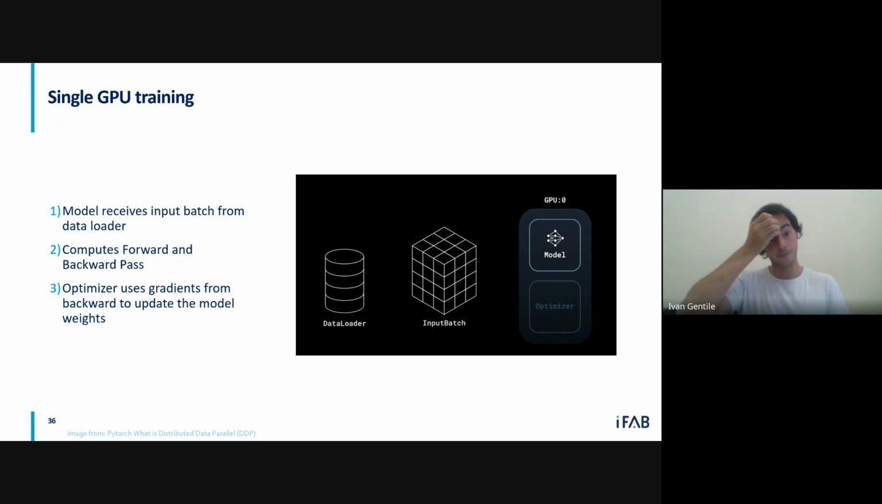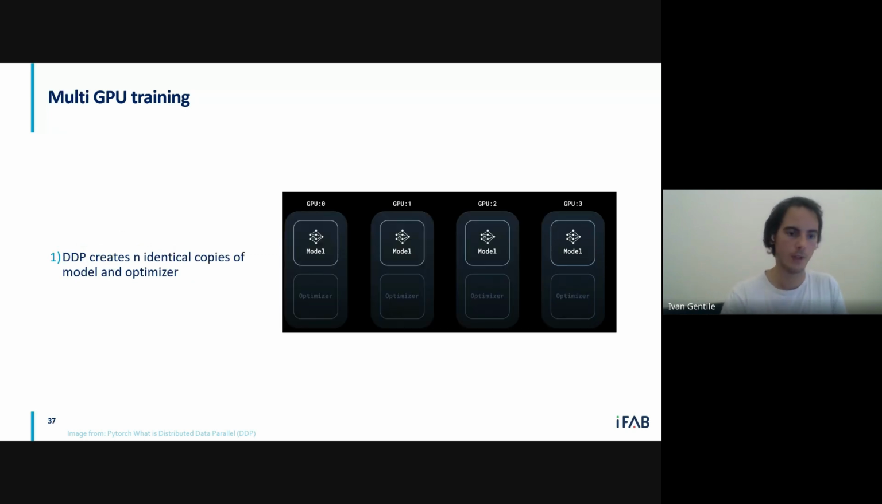What does the model do? It computes a forward and a backward pass. Once it has finished computing the backward pass, the model has accumulated some gradients, and these gradients can then be used by the optimizer to update the model weights. We do this many times, and we have a model that is able to recognize digits, for example.